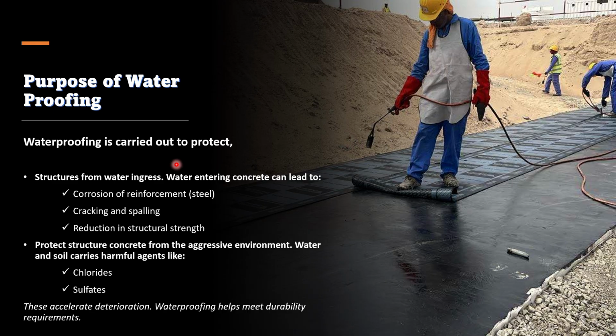Another very important benefit of waterproofing is it protects the concrete from aggressive environments. Water and soil carry harmful agents, depending on the area, like chloride and sulfate. So what do these chloride and sulfate do to the concrete? They deteriorate the concrete, affect its durability, and reach the reinforcement, and then corrode and erode the reinforcement, which also leads to durability issues in the concrete structure and increases the risk of collapse.